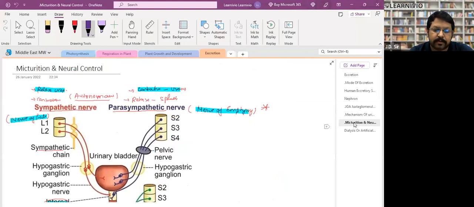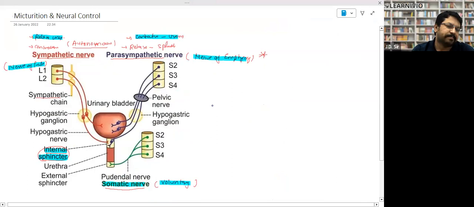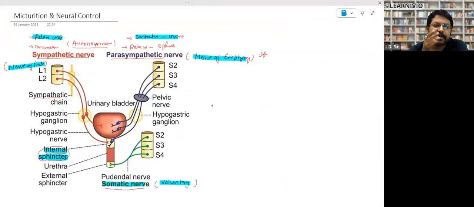Micturition is just the release of urine, right? How is the release of urine controlled? The only question that can be asked from here is about the nerve of filling and the nerve of emptying. What does it mean? Try to understand. Nerve of filling means which nerve helps to close the urinary bladder so that it gets filled, meaning which nerve helps the loading of urine in the urinary bladder. Nerve of emptying: which nerve commands or helps in the release of urine so that the urinary bladder gets empty.